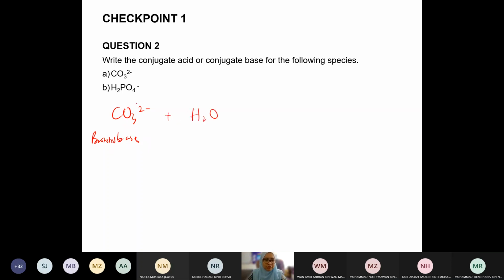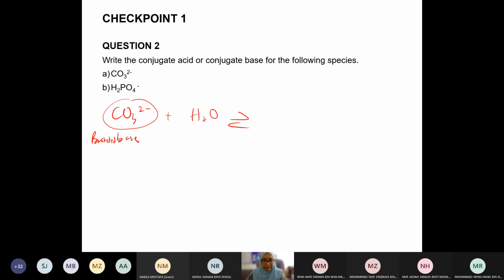Our concern on this one is, if this is a base, that means the conjugate should be a conjugate acid, right? It's fine even if it's not shown here. So imagine if you have the conjugate acid for this one, it would be, with water.